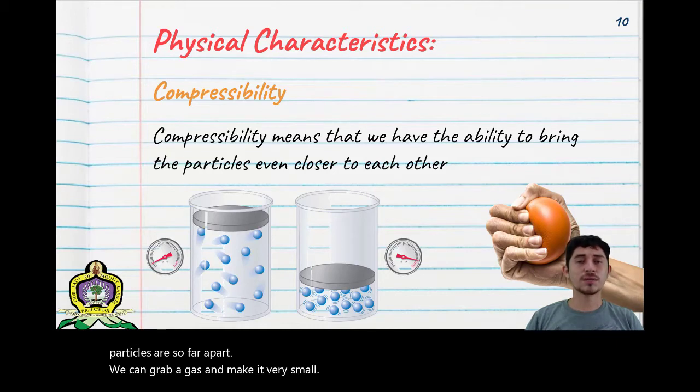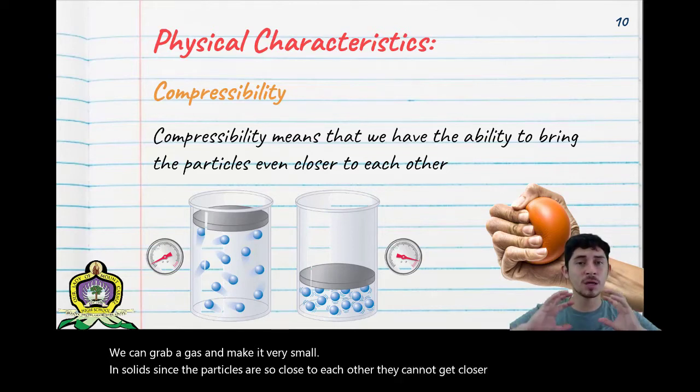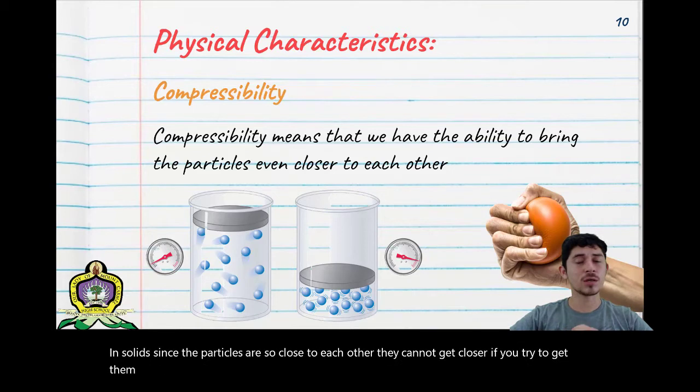In solids, since the particles are so close to each other, they cannot get closer. If you try to get them closer, like in a rock, it will break.